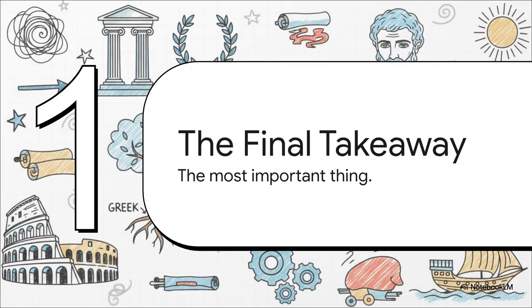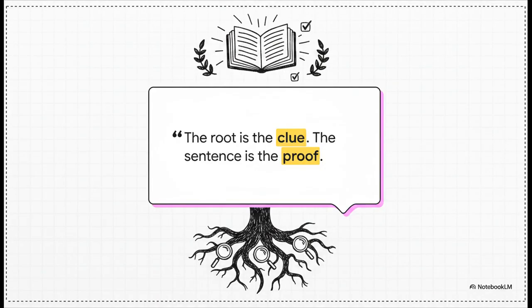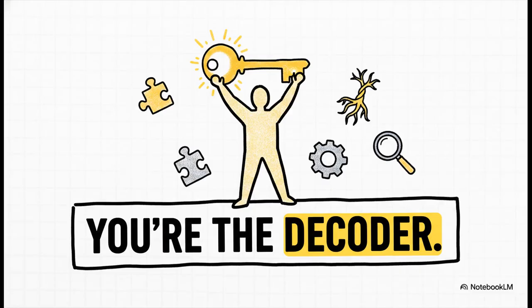Fantastic job. Seriously, you've nailed this process. So as we wrap things up, let's make sure we all remember the one thing that matters most. If you only take one thing away from this, make it this. The root is the clue. The sentence is the proof. That's it. It's not about memorizing lists, it's about using those clues and then proving your theory with the context. Always. So now you've got the strategy, you've got the right way to think about it. Go on out there and start cracking some codes, because now you're the decoder.